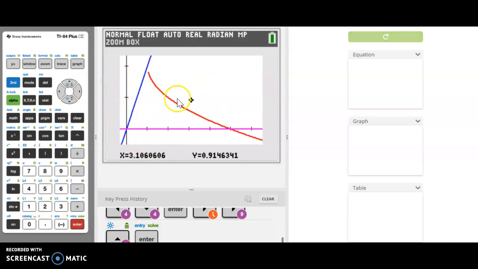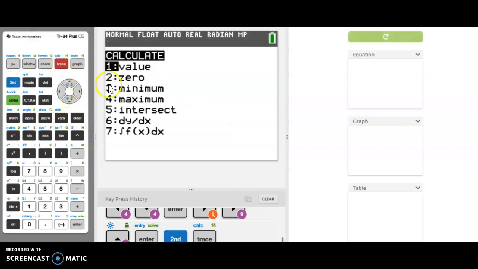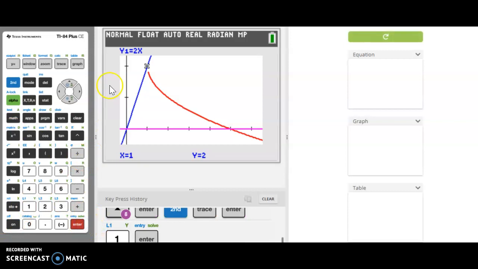So you can see that my region is right here. I think it's pixelation right here. Let me check. It looks like it's at 1. Calc, I'm going to do value, and then I can hit x equals 1. Enter. All right, there's 2x. It goes through x equals 1.